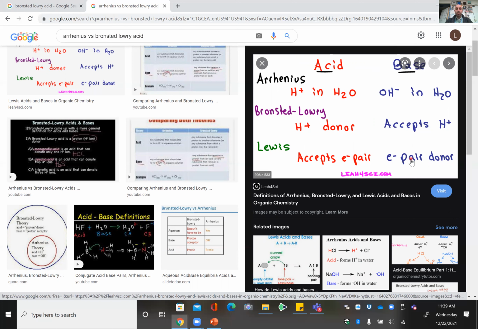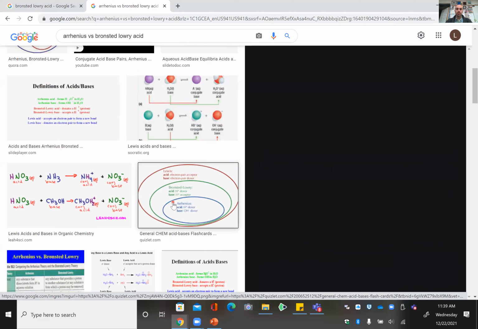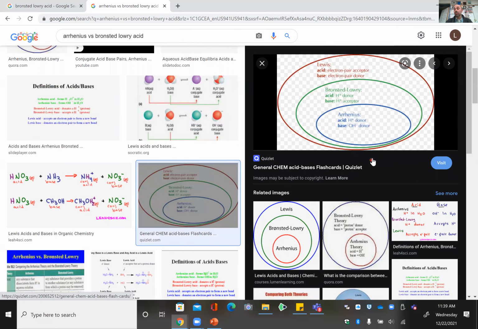Again, if you want to do a little more research on this, I would definitely compel you to do so. Your book really doesn't get into it too much, but it's definitely an interesting topic, a fun topic. So again, we're just broadening our sense of what an acid and base is.